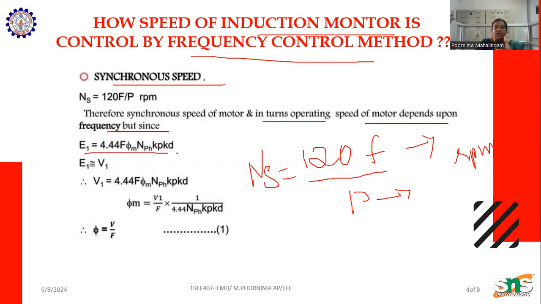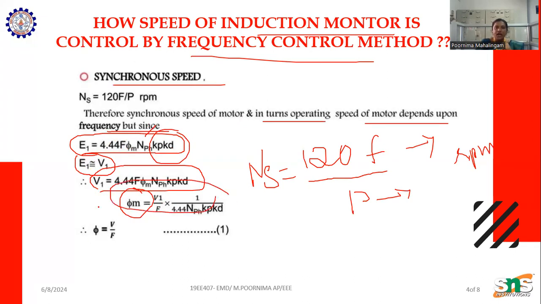Since the back EMF equation is almost the same as the voltage equation, that is 4.44 f phi m, flux times frequency times turns at the primary side, and kp dp, the maximum flux is V1 divided by f, and the equation is arranged like this. Finally, the flux depends on the voltage and frequency. If the frequency decreases, what happens? Automatically the flux increases. The flux and frequency are inversely proportional.